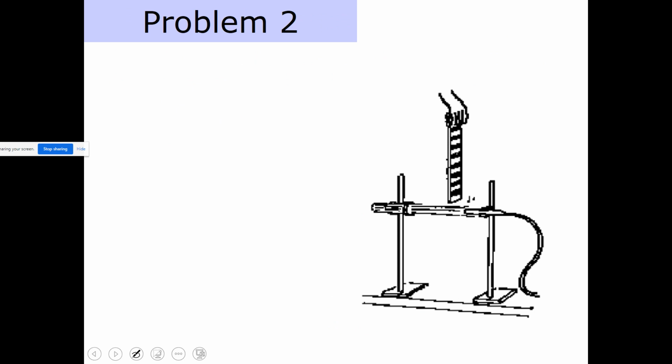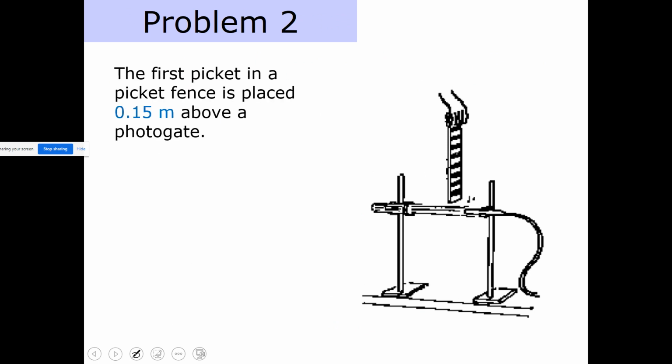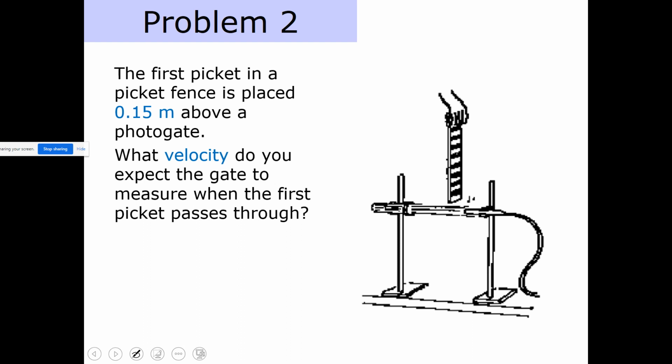All right, let's take a look at another problem. The first picket in a picket fence is placed 0.15 meters above a photo gate. What velocity do you expect the gate to measure when the first picket passes through? What is a photo gate? A photo gate is just a camera that can measure, here's where the camera would be, and it's like a light sensor that would measure each time one of these pickets goes through. And so knowing the distance between the pickets and the time it takes between them, velocity can be calculated very, very easily.